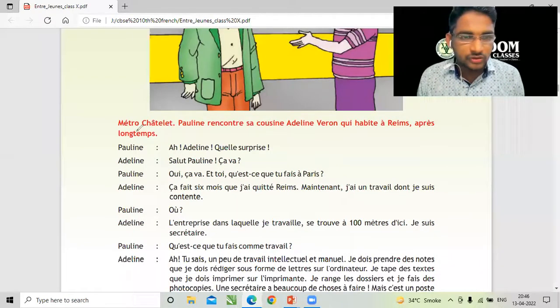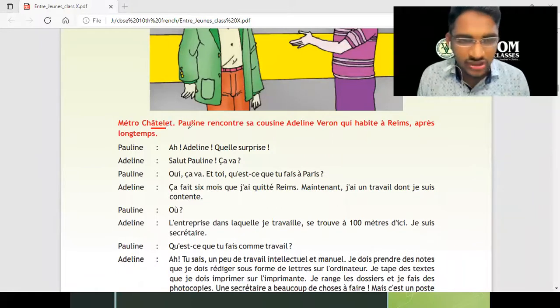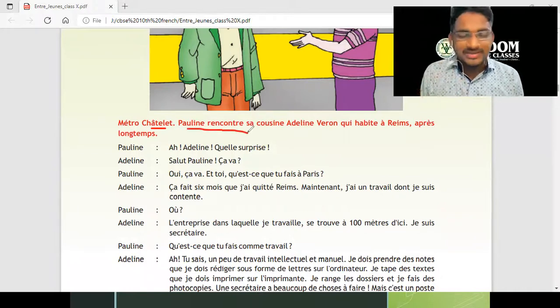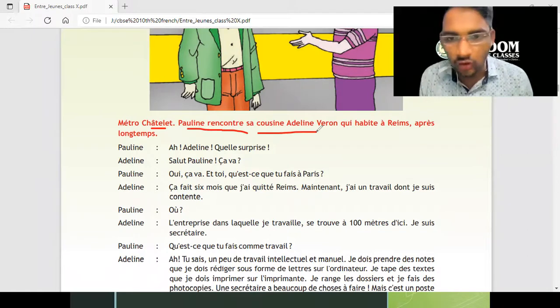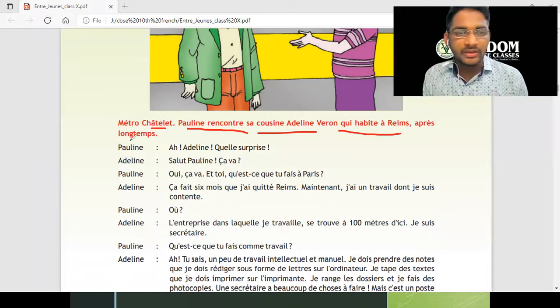The first thing is Métro Châtelet. Châtelet is the name of a place, the metro station where these people have met. Pauline rencontre, so Pauline meets her cousin Adeline Veron. The name of the cousin is Adeline Veron, qui habite à Reims. She lives in Reims, and après longtemps, they are meeting after a very long time.